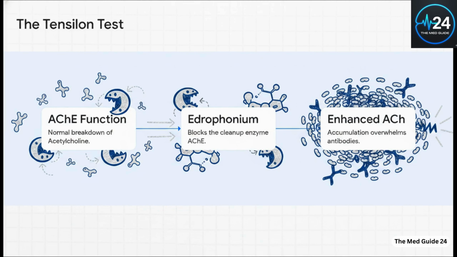So how do we clinically diagnose this blockade? Well, we use the Tensilon test, which is honestly a brilliant step-by-step pharmacological hack. Normally, the enzyme acetylcholinesterase comes in and cleans up the ACh. But if we introduce edrophonium, we block that cleanup enzyme. And what happens next? We completely flood the junction with acetylcholine. This massive accumulation of ACh temporarily overwhelms those pesky autoimmune antibodies, restores the signal transmission, and rapidly reverses the patient's weakness. It's a real game changer that beautifully exploits the property of excitability.